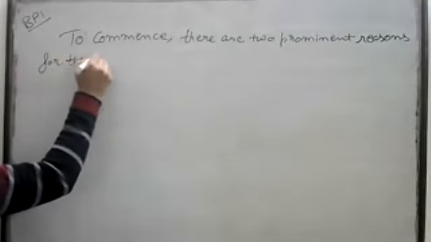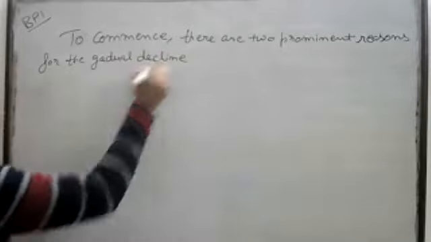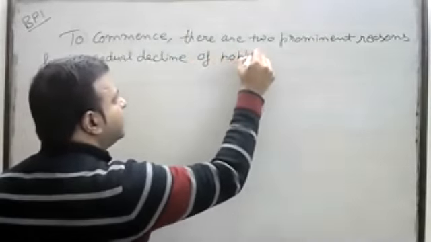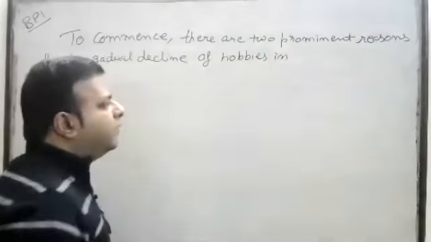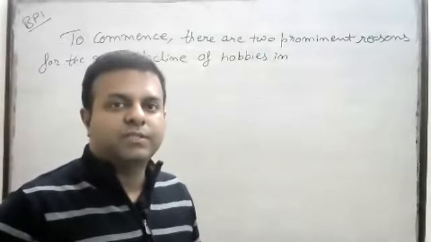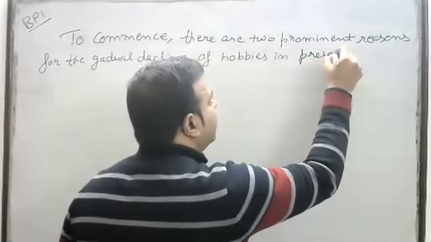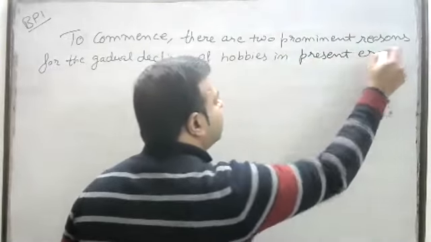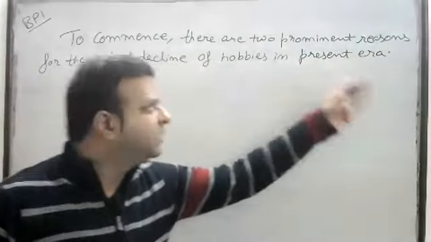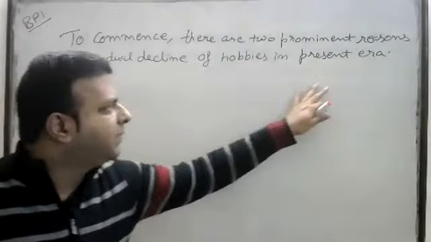for the gradual decline of hobbies in, now when, what time, like we are talking about nowadays. So what else can we say for nowadays? In present era. So in present era, right? This is your topic sentence. This is what we mentioned first. So two prominent reasons for the gradual decline of hobbies in present era.